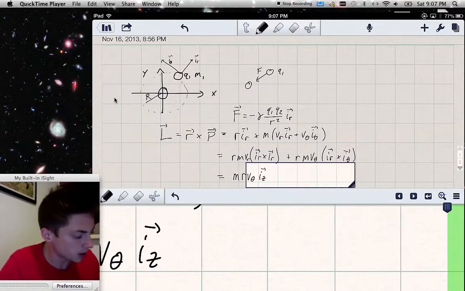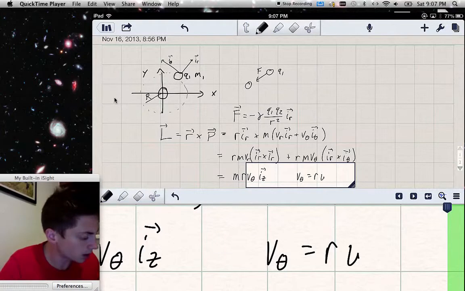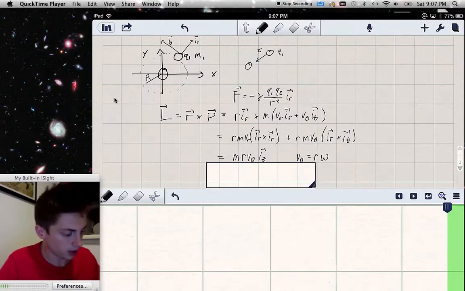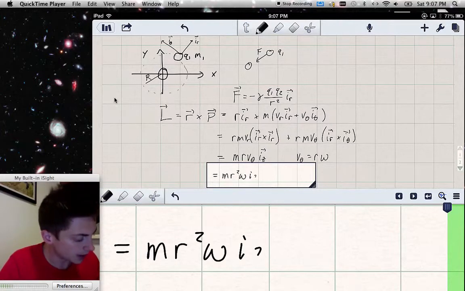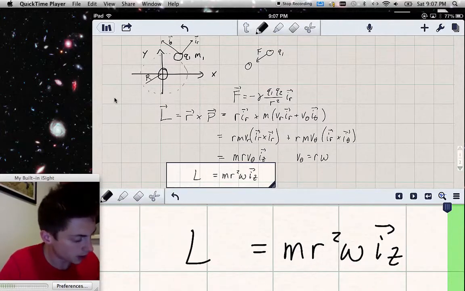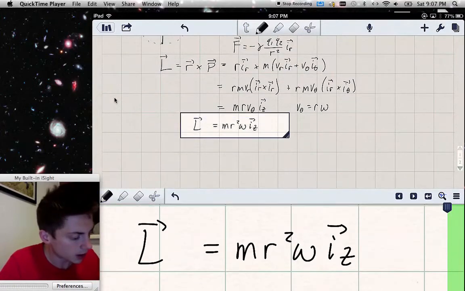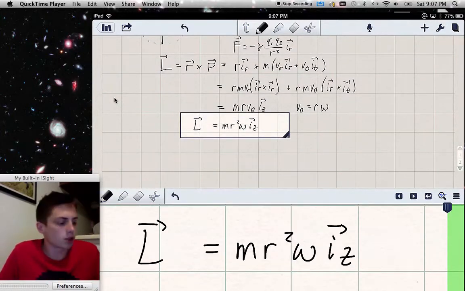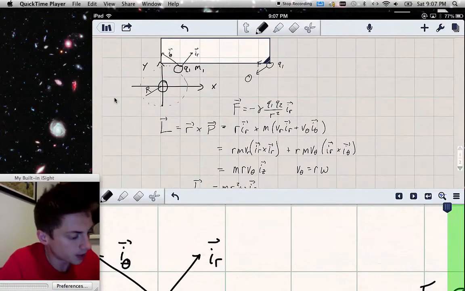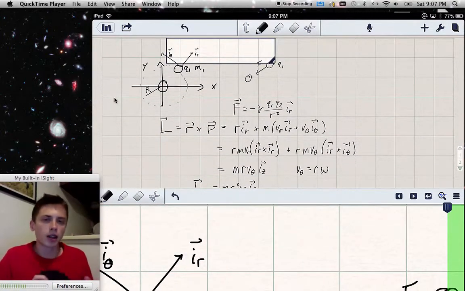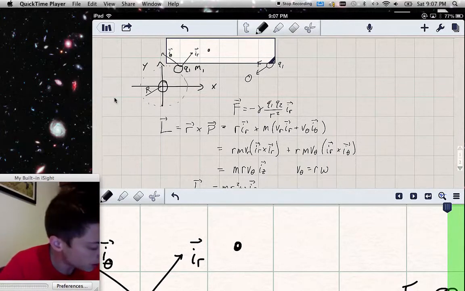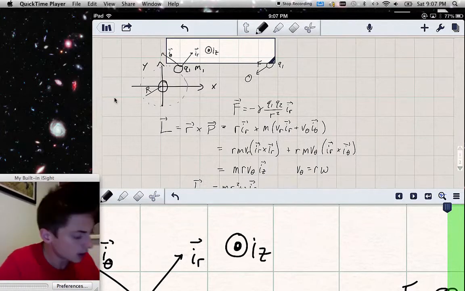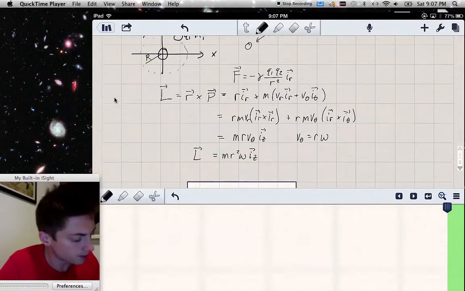In polar coordinates, v_theta is equal to r omega, as we see from our derivation. So this is equal to m r squared omega i_z. That's what L is equal to. So the angular momentum points in the z direction, well, where's the z direction? The z direction is defined so that i_r cross i_theta gives i_z. By the right-hand rule, i_z must point out this way. Let's put i_z here, so out of the page.